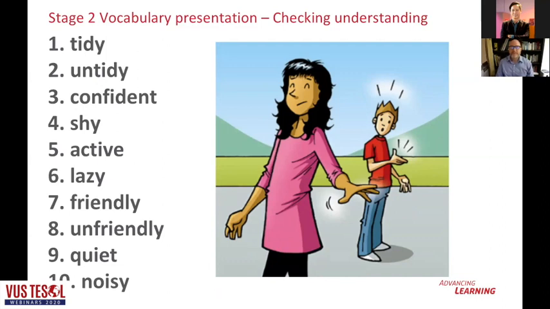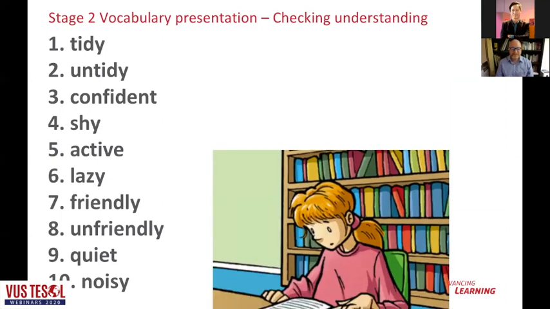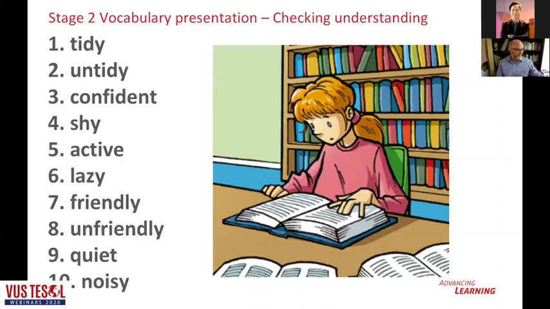What number? Yeah, this is number 8, unfriendly. The guy's obviously gone to shake her hand and she's just said, get out of town. Very unfriendly. Next one, quickly. Number 9, quiet, yeah. So you get the idea. So we would show these pictures and students can type into the chat box.